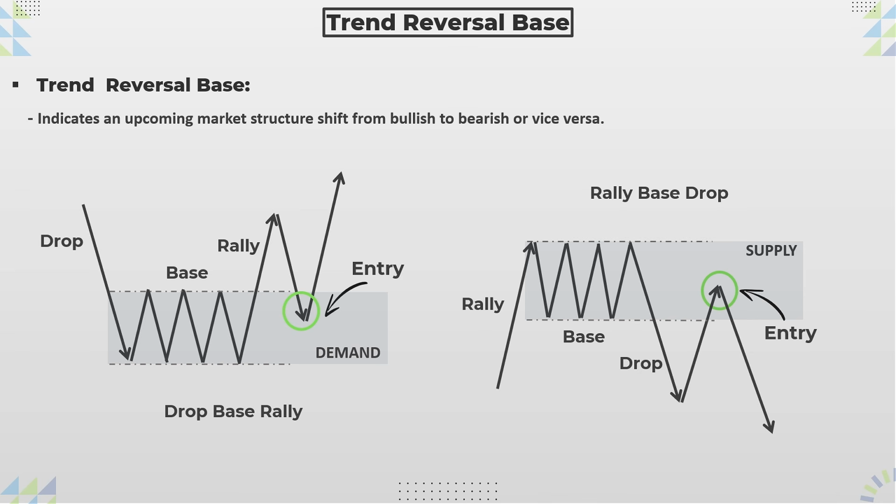We look to go long if the price taps into the base and demand again. This allows us to align with institutional money. The exact opposite happens in the second pattern, rally base drop. The price rallies up, consolidates, and creates a base, then drops and breaks the base to the downside, suggesting a potential market structure shift from an uptrend to a downtrend.